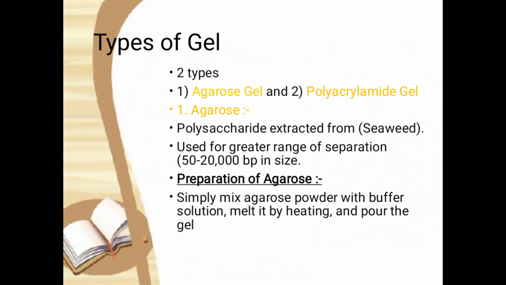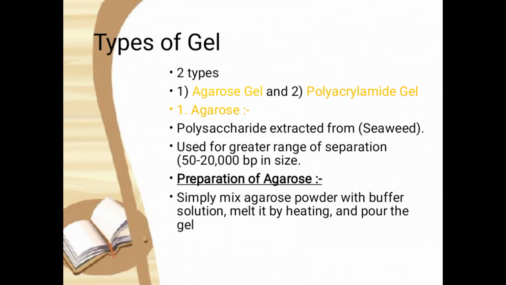Agarose gel is a polysaccharide extracted from seaweeds. It is typically used at a concentration of 0.5 to 2%. The higher the agarose concentration, the stiffer the gel, with higher percentages requiring longer run times. Agarose gels have a greater range of separation and are therefore used for DNA fragments of usually 50 to 20,000 bp in size. Agarose gels are typically run horizontally in submarine mode.